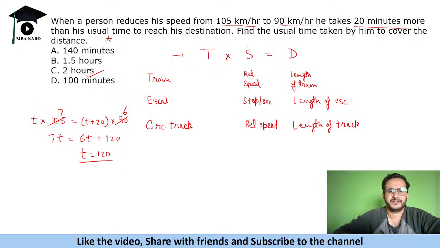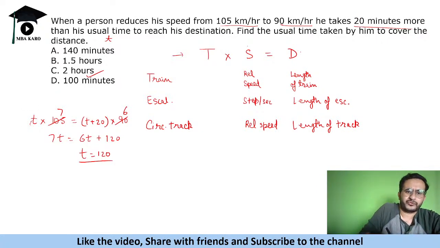Okay, so suppose his normal time is t, and he's going at a speed of 105. Now you must be wondering that time is given in minutes and speed is given in kilometer per hour. Why did I not change it, right? You would have multiplied by the same factor here and the same factor here. It does not matter. When you convert to hours, you would have put upon 60 here, and here also you would have put upon 60, right? So this anyway gets cancelled.